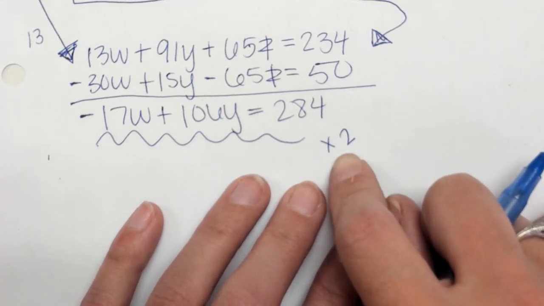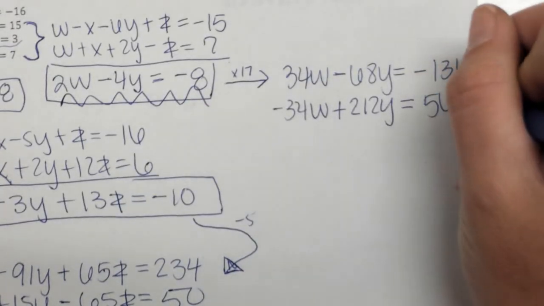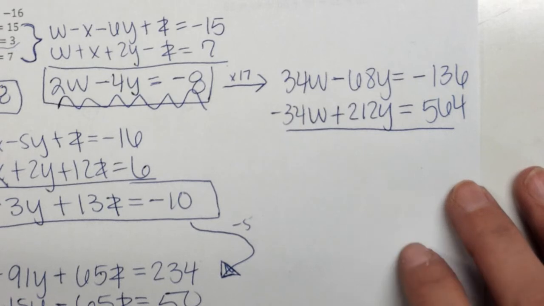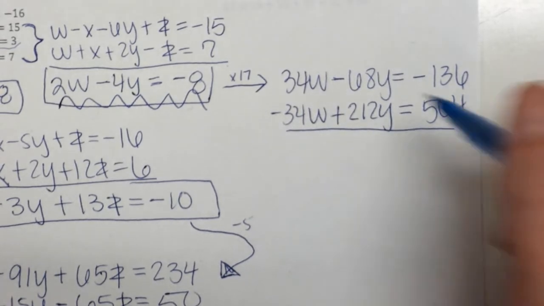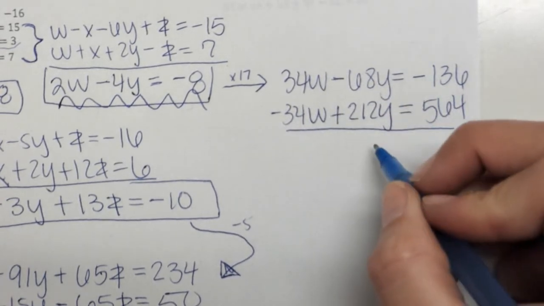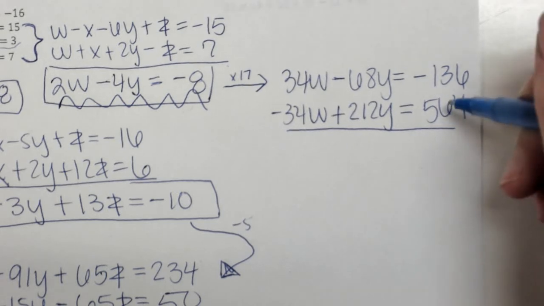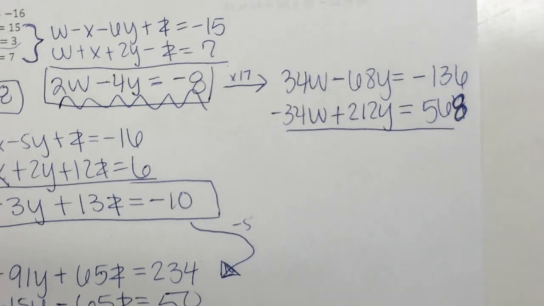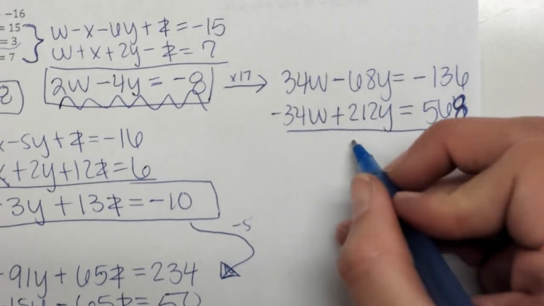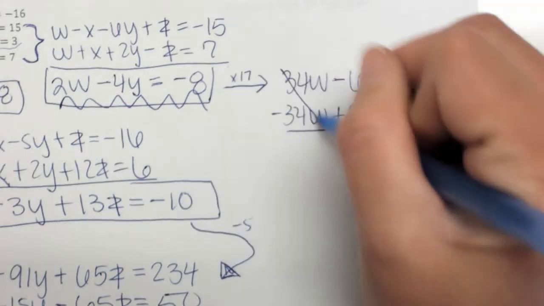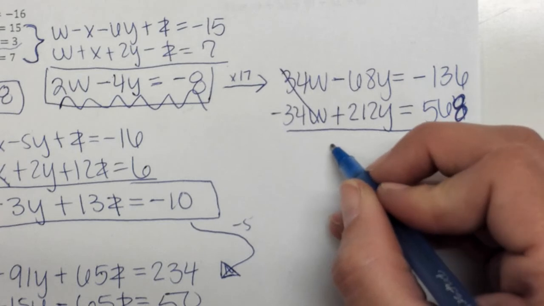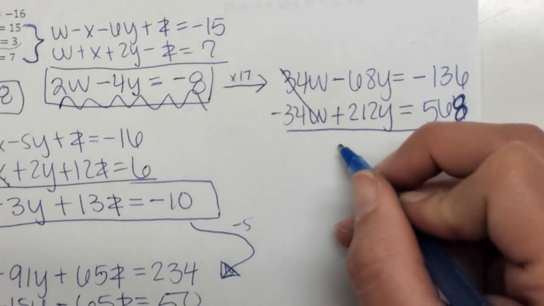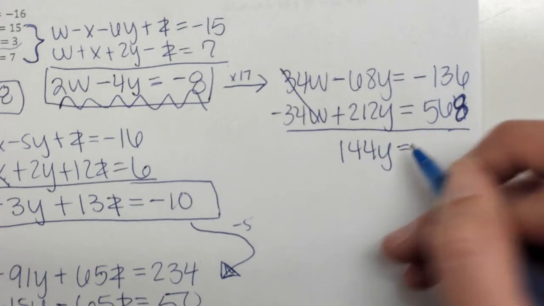Anybody have that one yet? 564. Thank you. Alright, now let's add them. So, Sawyer, tell me what I get when I add these. It should be 568. Right here? Yes. Thank you. Sawyer, what will I get when I add these together? W's cancel out. Alright. The 144y. Equals?